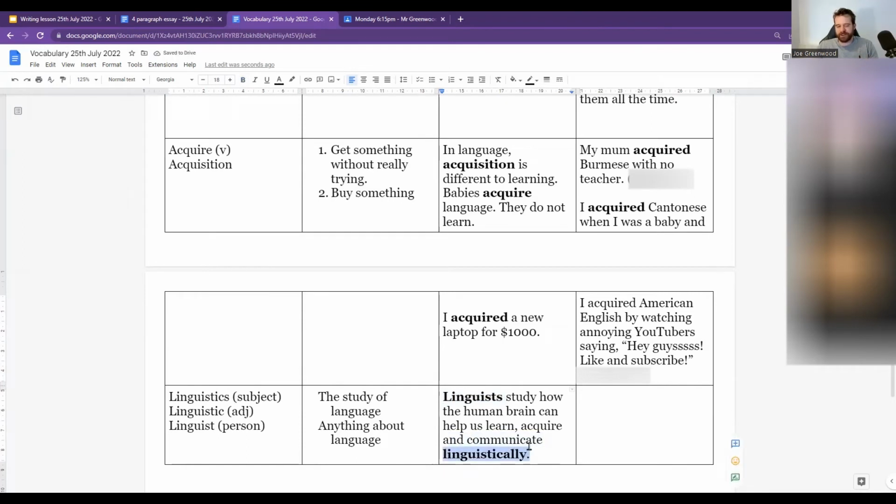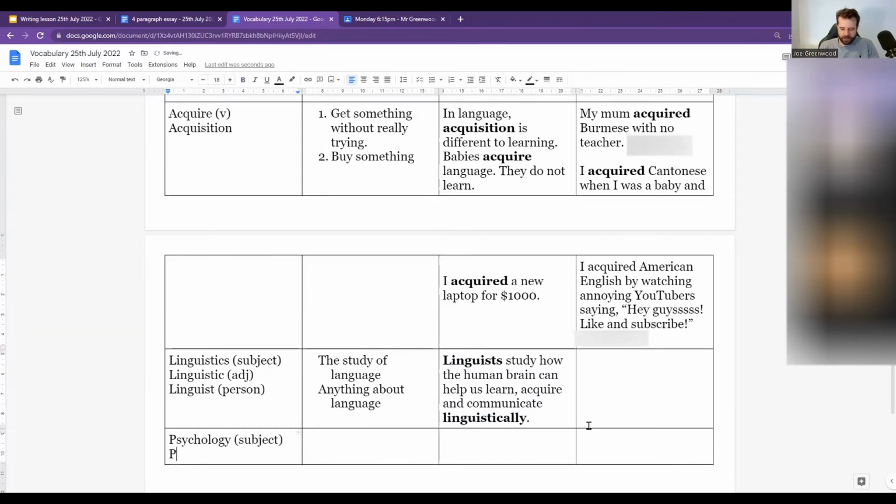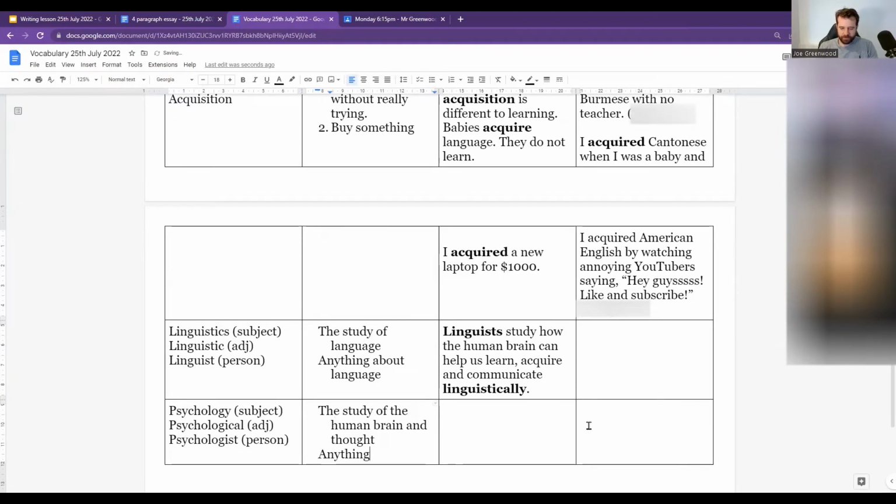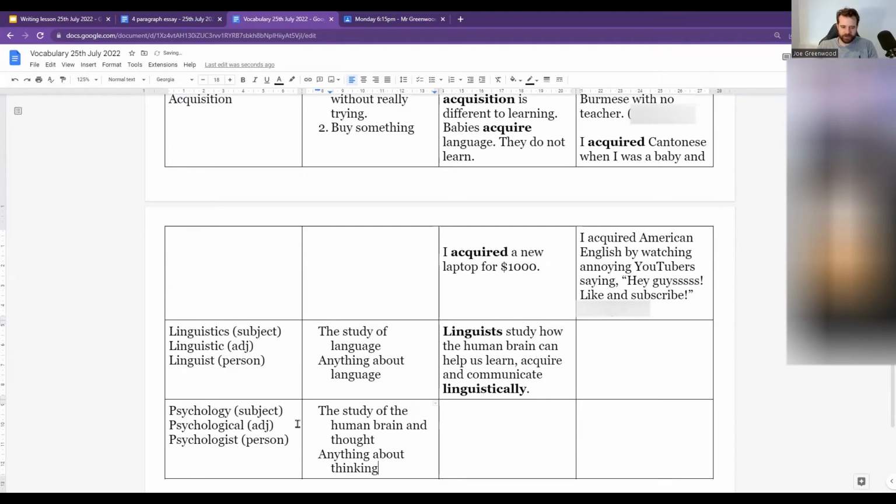So thinking is psychology. So now if you want to go to psychology, this is a subject. And then psychological would be the adjective. And then psychologist would be the person, right? And this is just about the human brain. So the study of the human brain and thought, and then anything about thinking is called psychological.